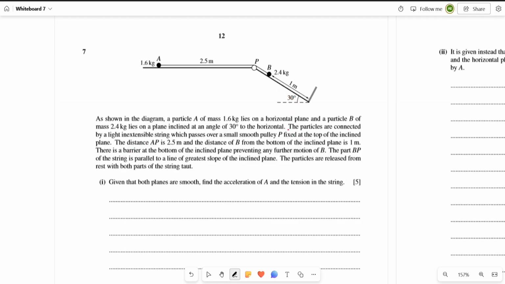There is a barrier at the bottom of the inclined plane, this one, preventing any further motion of B. So when B falls down, it's going to hit this barrier and it's not going to continue moving. This is going to come of importance later on. The part BP of the string is parallel to the line of greatest slope of the inclined plane. The particles are released from rest with both parts of the string taut. Given that both planes are smooth tells me that there will be no friction in the plane. Find the acceleration of A and the tension in the string.